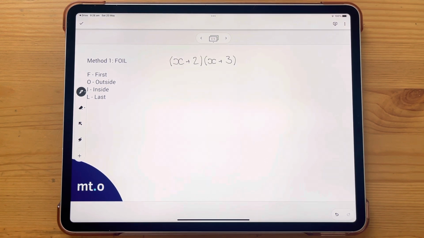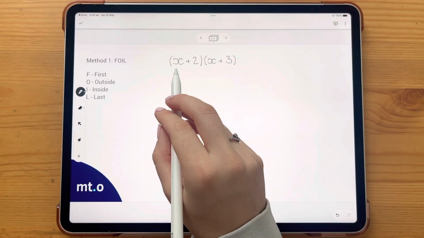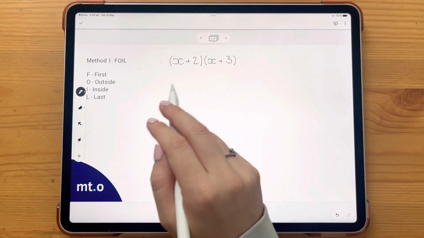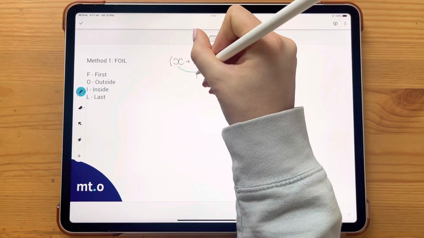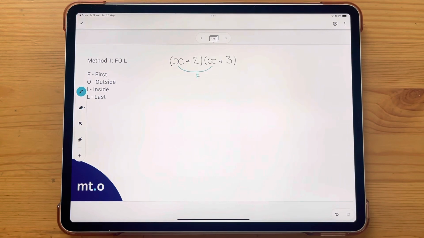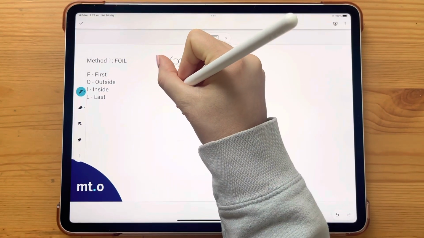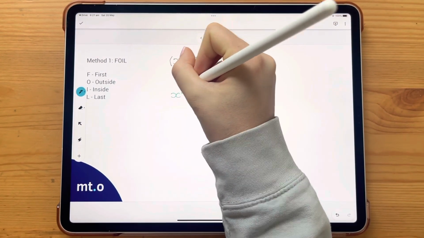Let's look at this example where we've got x plus 2 multiplied by x plus 3. Look at the first term in each bracket, so that's what the F stands for, and we're going to multiply them together. So because we've got x multiplied by x, that's going to give us x squared.